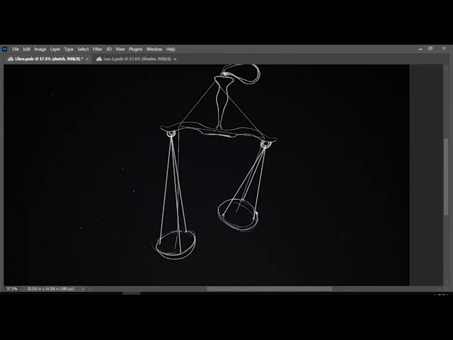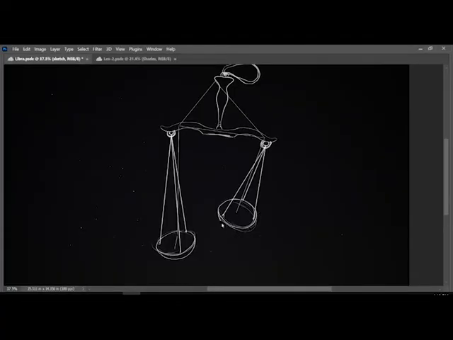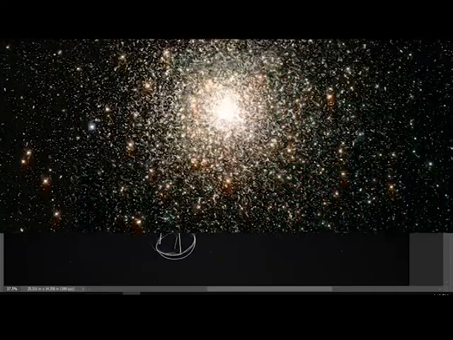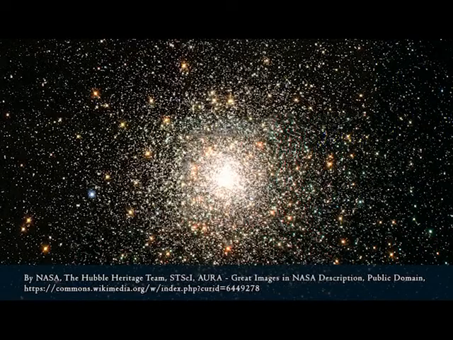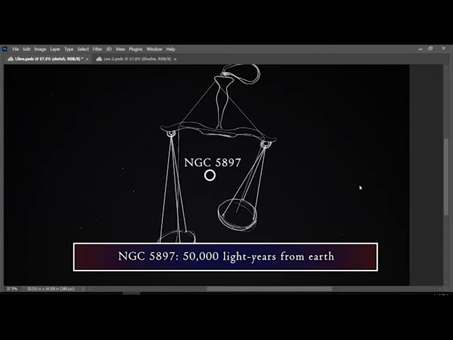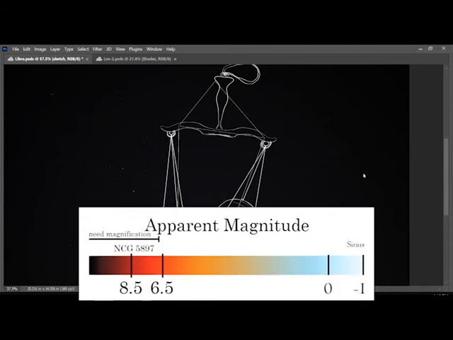As far as deep sky objects go, like nebula or galaxy, the International Astronomical Union doesn't point out any in their chart for Libra, so it seems that there's not a whole lot for amateur astronomers to see there. But I will point out at least two noteworthy objects that I found on Wikipedia. Near the middle of Libra is NGC 5897. It is a globular cluster. This means a spherical star cluster of densely packed stars. They are gravitationally bound to each other and are found orbiting in galaxies. NGC 5897 is 50,000 light years from Earth, and you should be able to spot it with binoculars or a small telescope. It has a visual magnitude of 8.52. Remember, you can't see anything in the night sky above 6.5 without magnification.